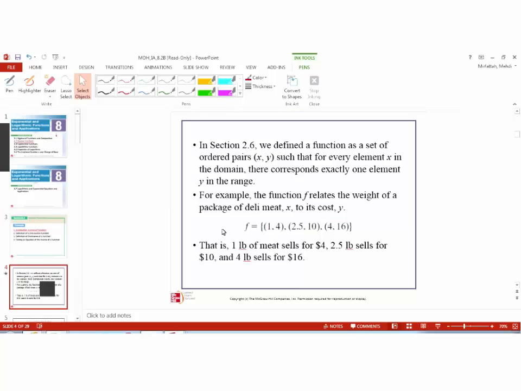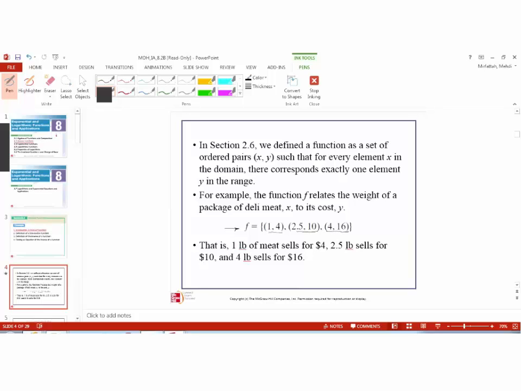Let's go to the next question. If f of x is equal to these values, right? These are the pairs for f of x. If x is equal to 1, y is equal to 4, if x is equal to 2.5, y is equal to 10, if x is equal to 4, y is equal to 16.